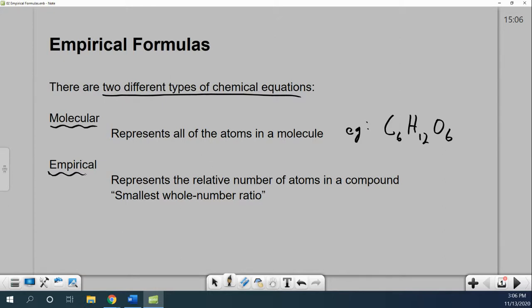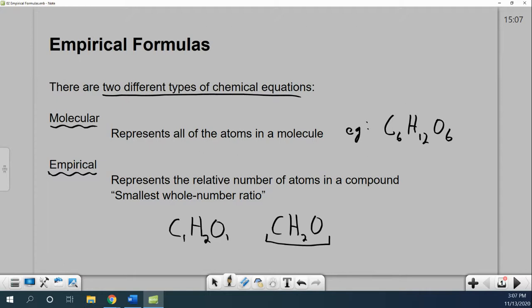But there's a second type of formula we haven't seen before. It's called the empirical formula. Now, the empirical formula represents the relative number of atoms in a compound. It's the ratio. So instead of writing sugar as C6H12O6, I can just say it's carbon, hydrogen, and oxygen in a 1 to 2 to 1 ratio. Or you could just say it's CH2O. So really all sugar is just carbon, hydrogen, and oxygen in a 1 to 2 to 1 ratio.